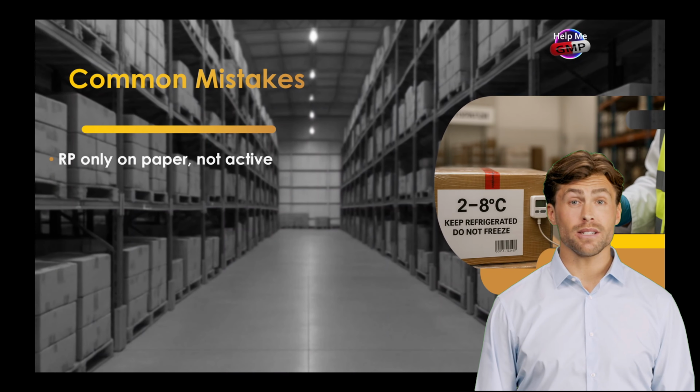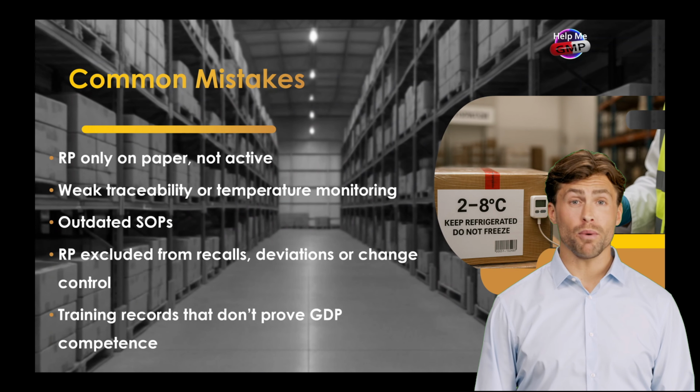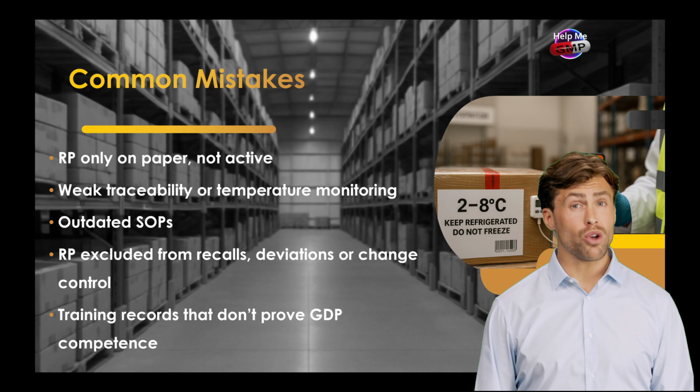What are the common mistakes companies make? The RP is on the license but not involved in day-to-day operations. No robust traceability or temperature monitoring system. SOPs are out of date or don't align with GDP. The RP is left out of deviations, recalls, or change control. Training records don't demonstrate ongoing GDP competence. All of these raise red flags for inspectors and put the WDA at risk. The RP needs real authority, visibility, and empowerment.